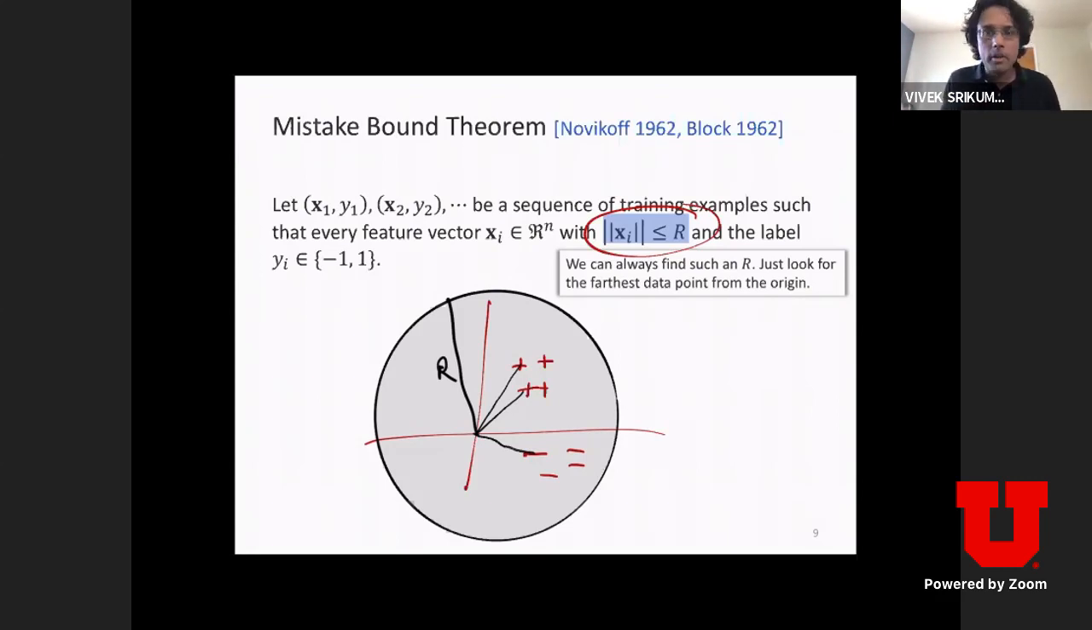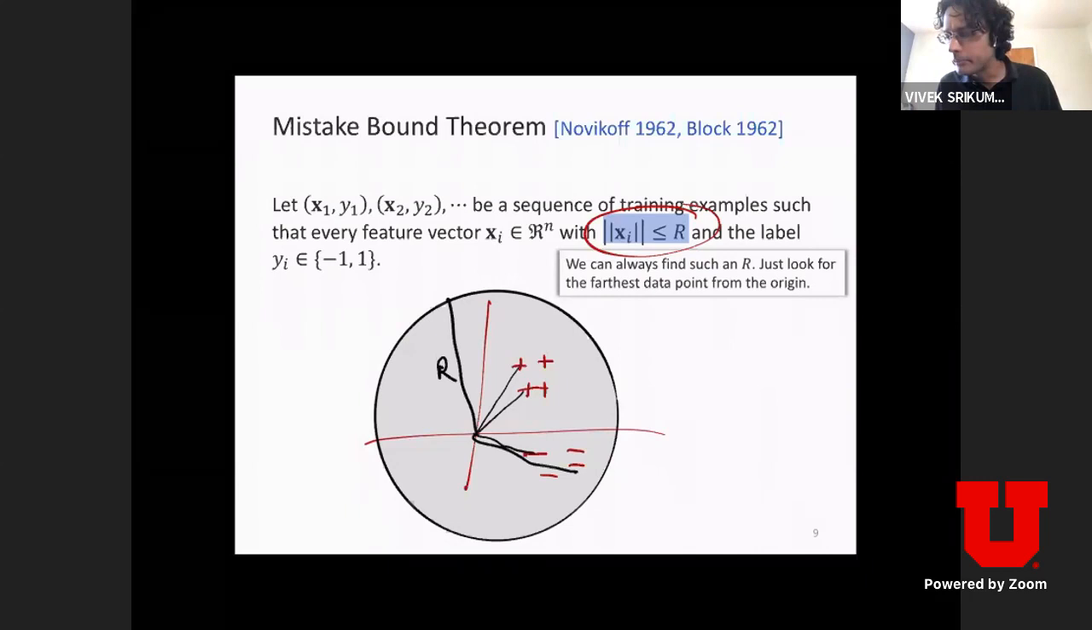This is not particularly a shocking thing to assume. All you are saying is that the farthest point, in this case maybe this point, is at a distance of r. So you just look for the farthest data point from the origin and call its distance r. This is just a definition that we have.